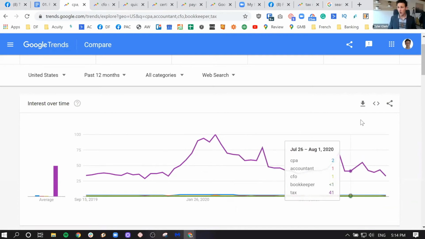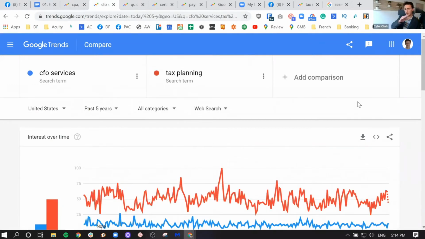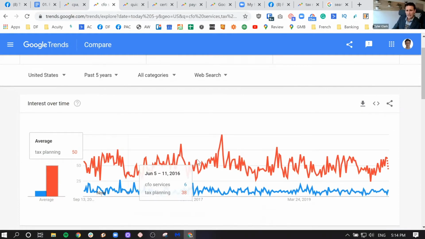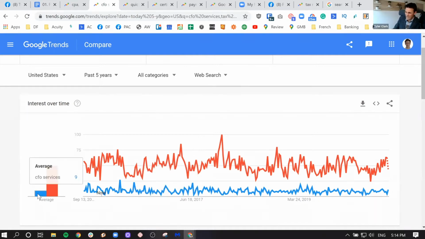So anyway, just food for thought on that. This was another one that I thought was interesting. What was the difference between CFO and tax planning? The other thing I did on this is I made this over the last 5 years as opposed to just the last 12 months, because the last 12 months are kind of weird with COVID. So I wanted to get more of a historical perspective on the frequency of CFO versus tax planning from 2015 to 2020. And I did not expect tax planning to be significantly more searched for than CFO. I saw this and I was just like, really? Tax planning has a much higher emphasis than CFO services?